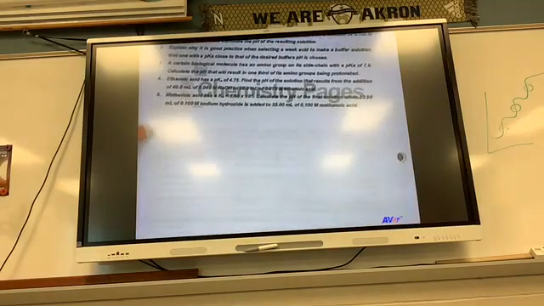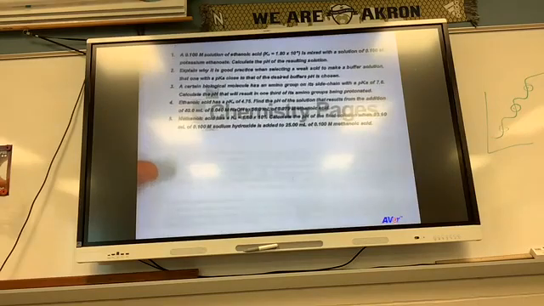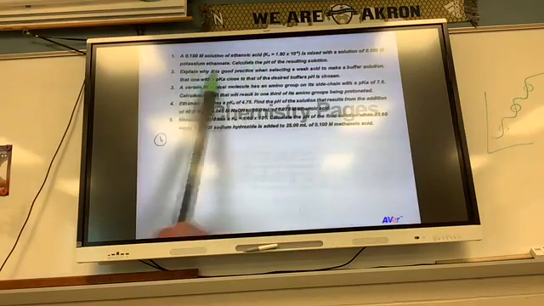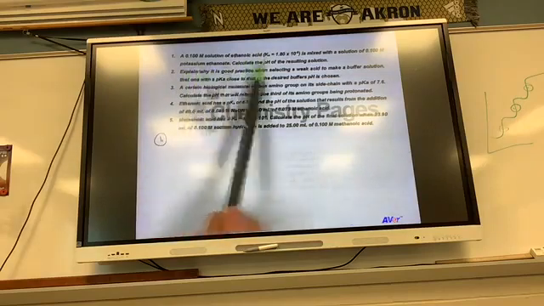Number one says a 0.100 molar solution of ethanoic acid, Ka of 1.8 times 10 to the negative fifth, small ka, is mixed with a solution of 0.10 molar of potassium ethanoate. Give the pH of the resulting solution. Would the potassium ethanoate function as a base in this instance? So this would be my acid, and this would be the salt. Oh, the salt. Okay. The acid and the salt.